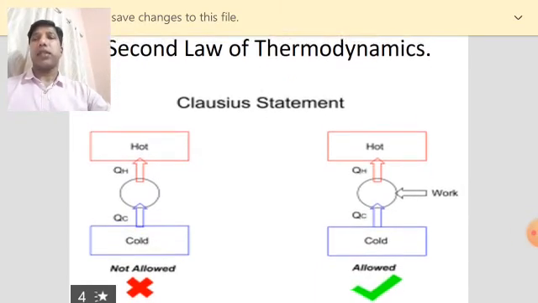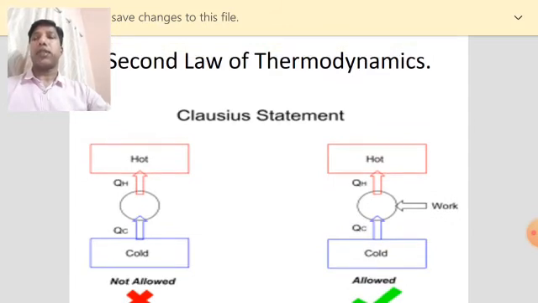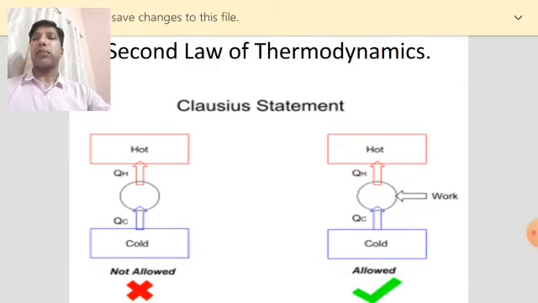Heat will flow from higher temperature to lower temperature only because at higher temperature heat is having higher heat intensity. So definitely heat will flow from high temperature to lower temperature only. But if you want heat to flow from lower temperature to higher temperature, according to the second law of thermodynamics, it is possible, but it is possible if and only if you provide an external work input.